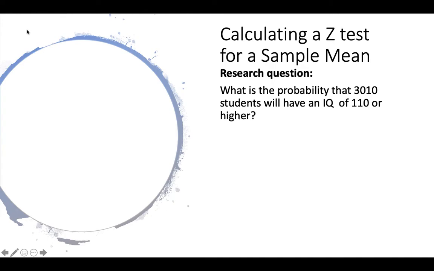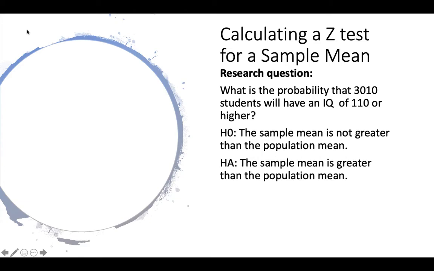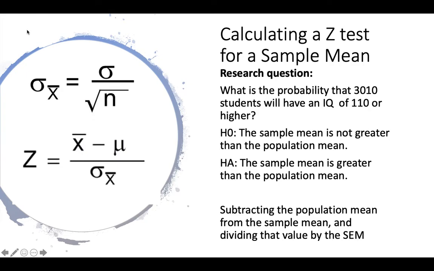Okay, so now we're going to work out a z-test. We have the same research question. What is the probability that 30 students will have an IQ of 110 or higher? First, we set up our null hypothesis: the sample mean is not greater than the population mean. Then we set up our alternative hypothesis: the sample mean is greater than the population mean. And we use the SEM formula and the z-test formula to obtain this value. Basically, these are subtracting the population mean from the sample mean and dividing that value by the SEM. So let's do that now.